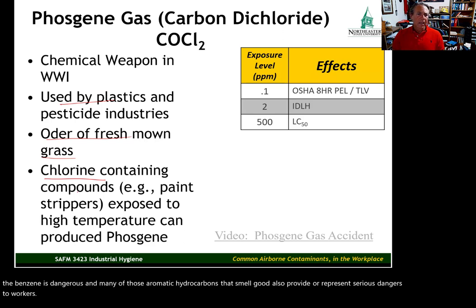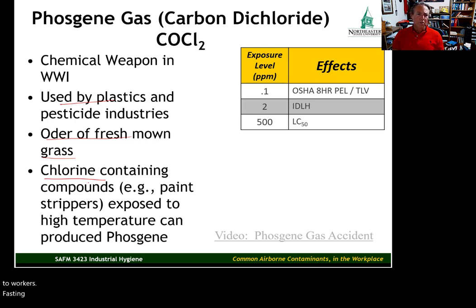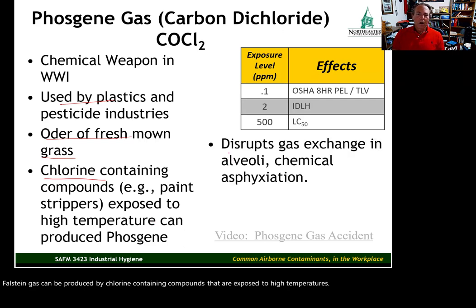Phosgene gas can be produced by chlorine-containing compounds that are exposed to high temperatures. Also, like H2S and carbon monoxide, it is a chemical asphyxiant. It disrupts the respiratory process.